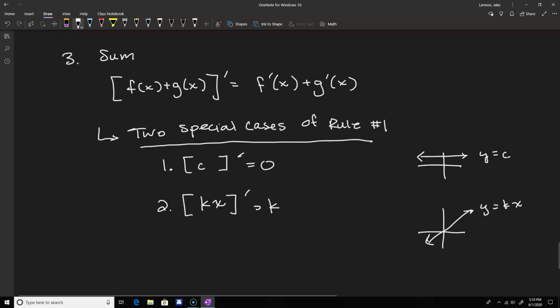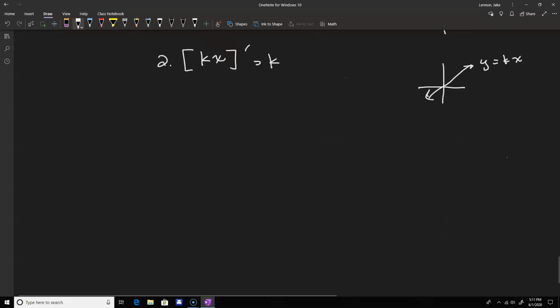So let's just look at 4 quick examples where we want to differentiate using these rules, and you should have the hang of it. And there's always more to practice on the homework if you want to try a little extra. So let's differentiate. Differentiate just means find the derivative.